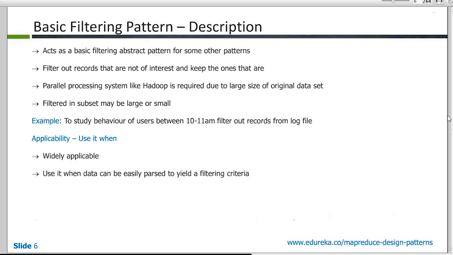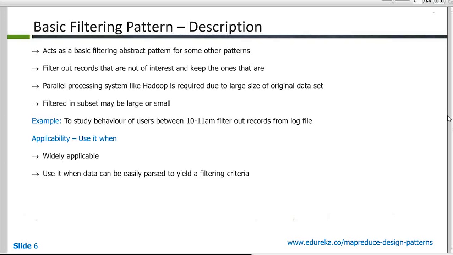Okay, so we start with the basic filtering pattern. The example I gave you earlier, where you had used one of the MapReduce jobs as the pattern, is an example of a basic filtering pattern. What it does is there is a test condition, and you apply the test condition on the records which are coming in, and then you filter in or filter out data based on the success or the failure of that condition test. That's what a basic filtering pattern is.